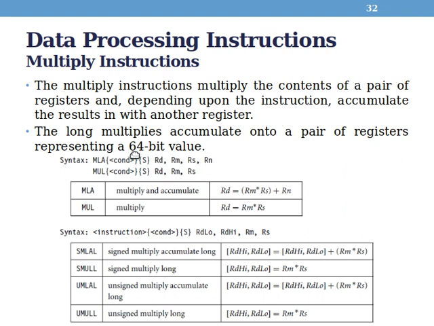Now multiply and accumulate. As the formula suggests, it's RM into RS. The numbers are multiplied and then added along with Rn. If you just want to multiply, it's better that you make Rn 0, plus 0. So the first multiplication result will be added with 0 and then stored in RD. So the result is accumulated, right?